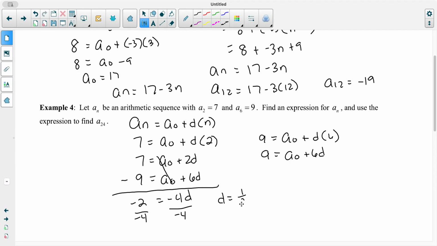D is equal to a half. So now I have my common difference, and I can go back and do what I did before. This is the first thing that you always have to solve for, is your common difference. It's just the way that's going to work.